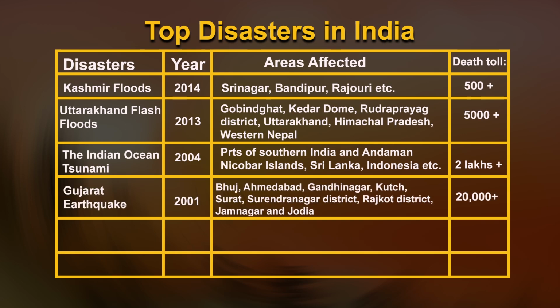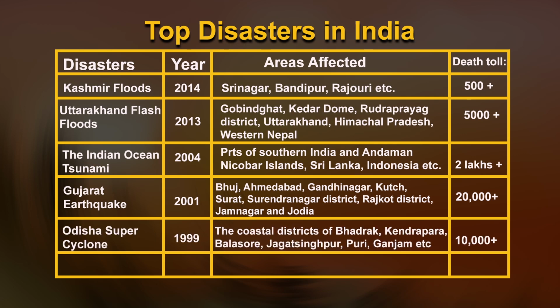In 2001, the Gujarat earthquake occurred in Bhuj, Ahmedabad, Gandhinagar, Kutch, Surat, Surendranagar district, Rajkot district, Jamnagar and Jodhia, and there were 20,000 plus deaths. In Odisha, there was a super cyclone in 1999, in the coastal districts of Bhadrak, Kendrapara, Balasore, Puri, Ganjam, etc., and there were 10,000 plus deaths. In 1993, in the Latur earthquake, in the districts of Latur and Osmanabad, there were 20,000 plus deaths. This shows the impact on lives that natural disasters take.